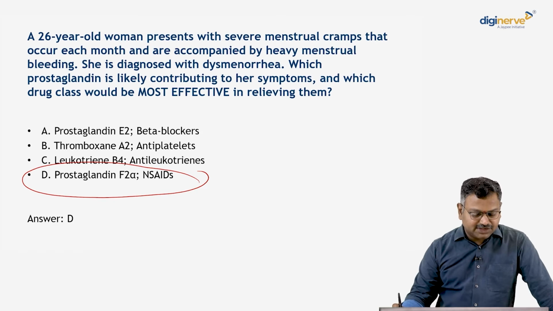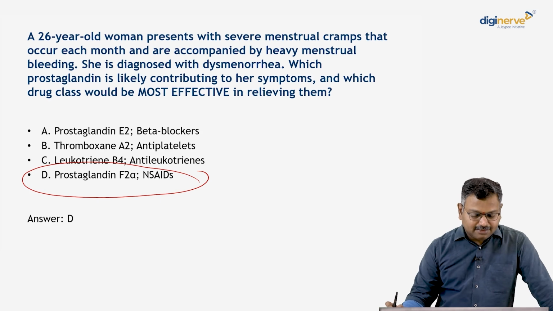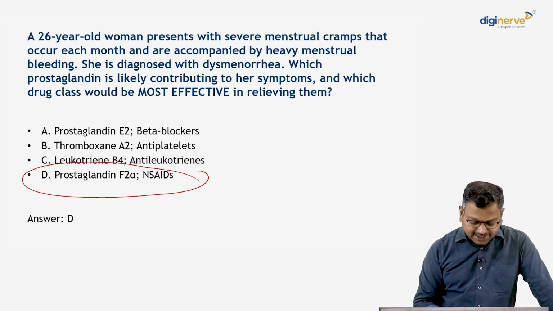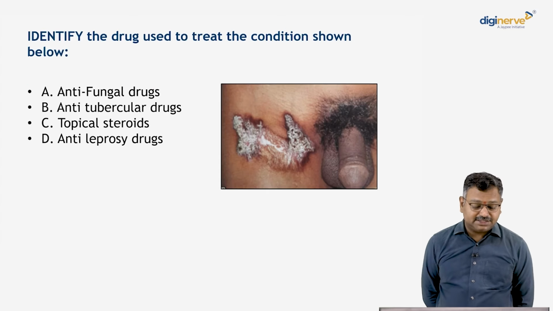The other drugs given, beta blockers, antiplatelets and leukotrienes, have no major role during menstrual bleeding. Especially antiplatelets can worsen the bleeding, and they have no major role in relieving the pain that you see in these symptoms. Identify the drug to treat this condition.